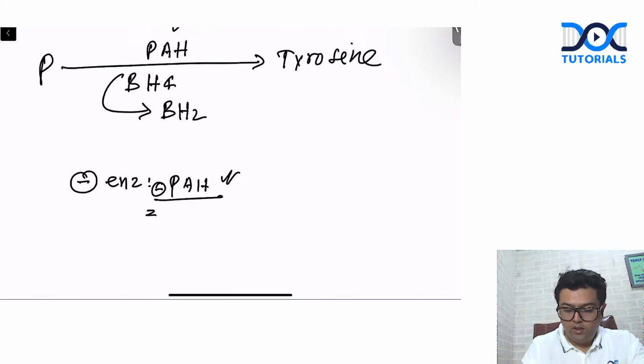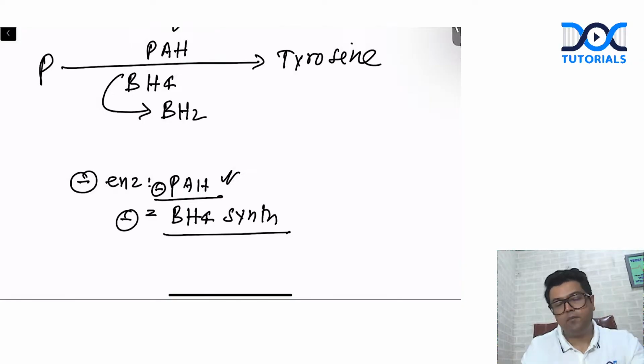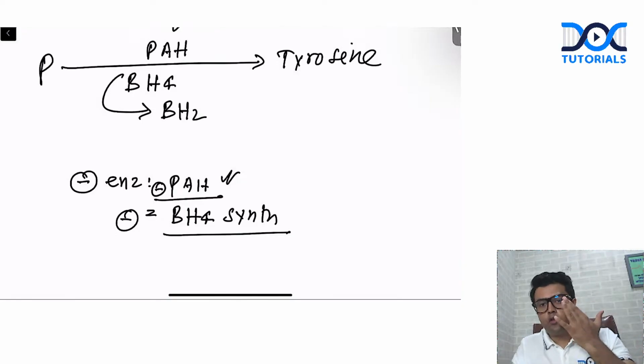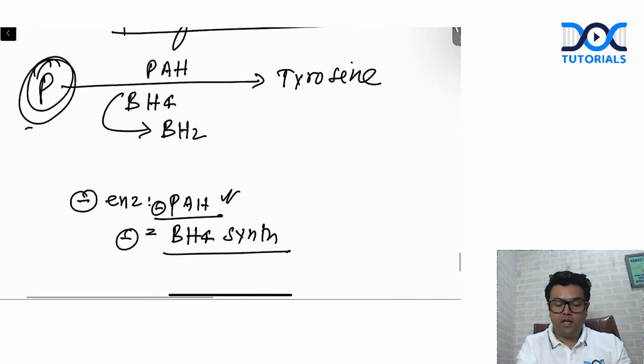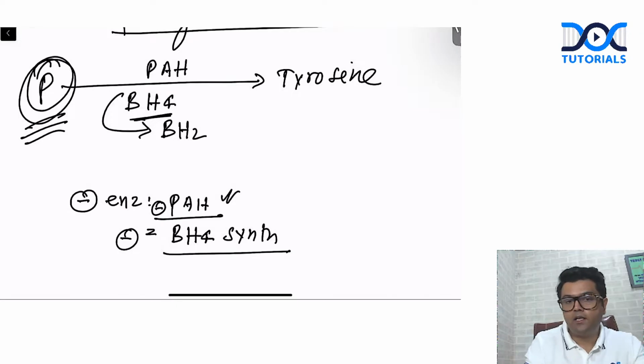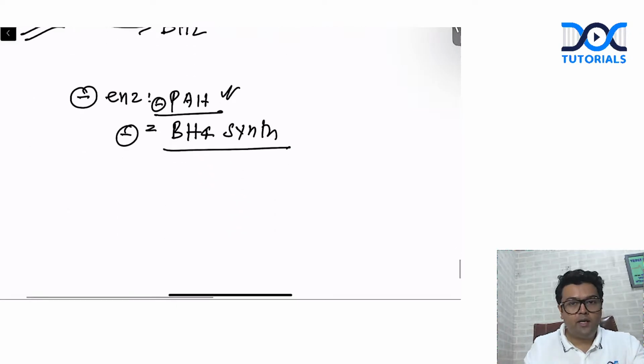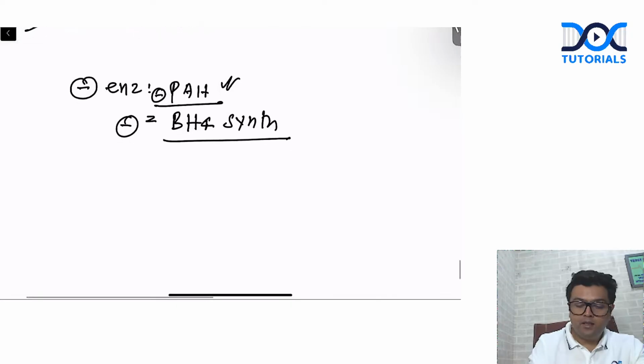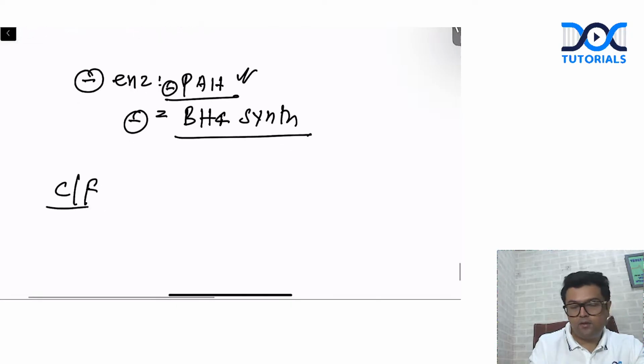Right? So deficiency of BH4 synthesis. If BH4 synthesis is not happening, if tetrahydrobiopterin is not synthesized, this can also cause the disease, because phenylalanine will accumulate again if BH4 is not there. And that is a cause of PKU, phenylketonuria. So you should write again the deficient enzyme, right? Then guys, coming to the clinical features.